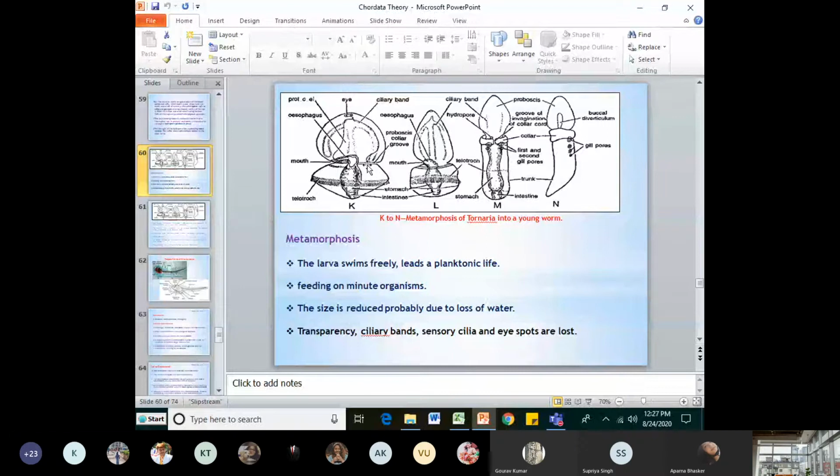So the ciliary bands have gone in the adult worm, and it has elongated much, where the Tornaria larva was oval shaped. There was no clear distinction of proboscis, collar and trunk in the larval form, whereas there is some distinction now. You can see the collar area, proboscis area, and the trunk as well, and you can see the gill pores which were not there in the larval form, and the buccal diverticulum, which is a very important structure.